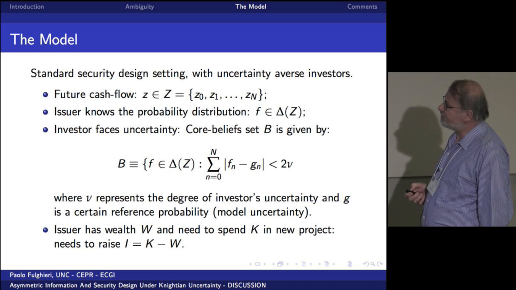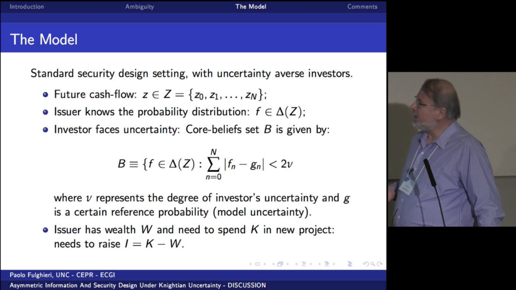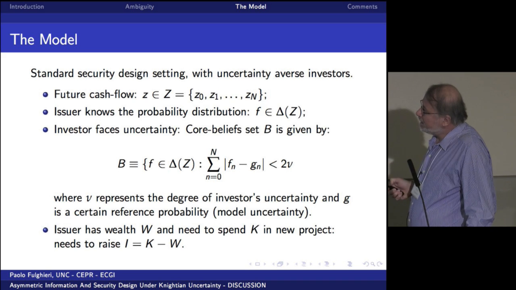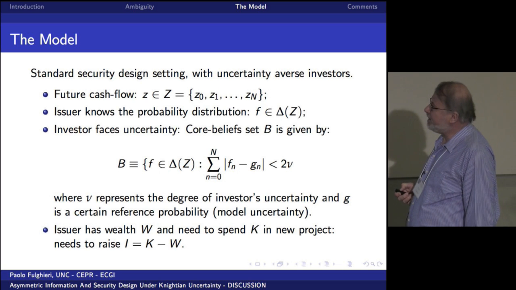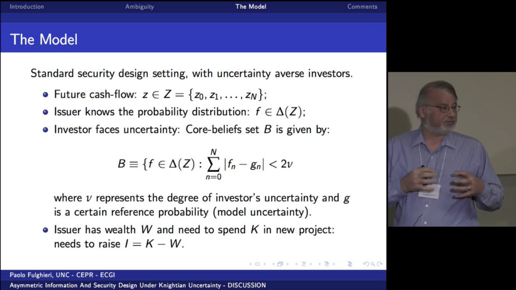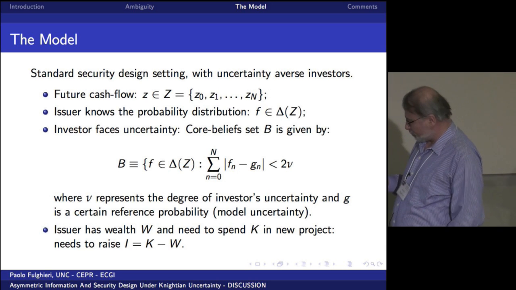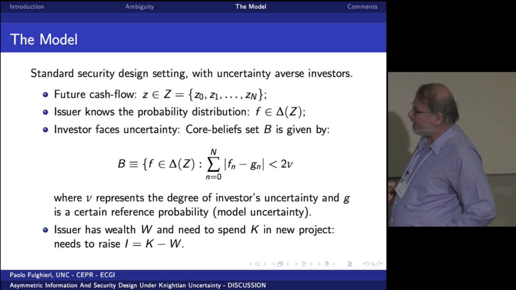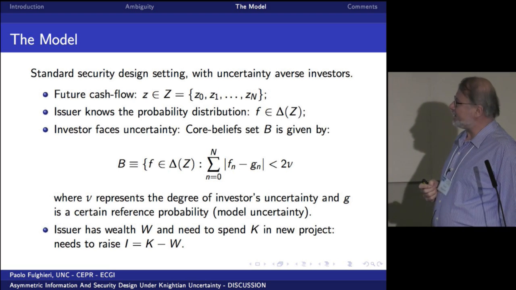And the investor faces uncertainty. So the question is how to describe the core belief set. And this core belief set is only the possible distributions in the simplex such that this inequality is realized. Okay? So this parameter mu represents the degree of uncertainty that the decision maker faces in a decision-making problem. This again is the subjective uncertainty around a certain reference probability G that the decision maker has.